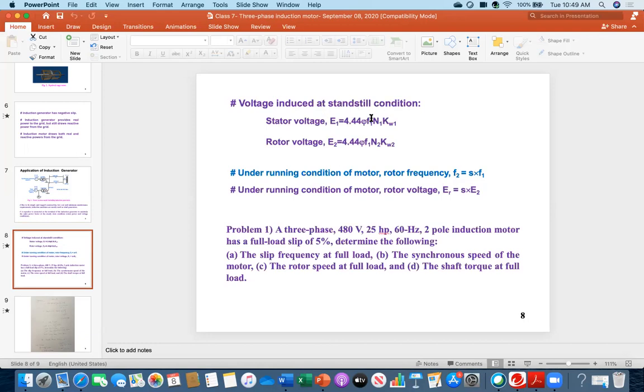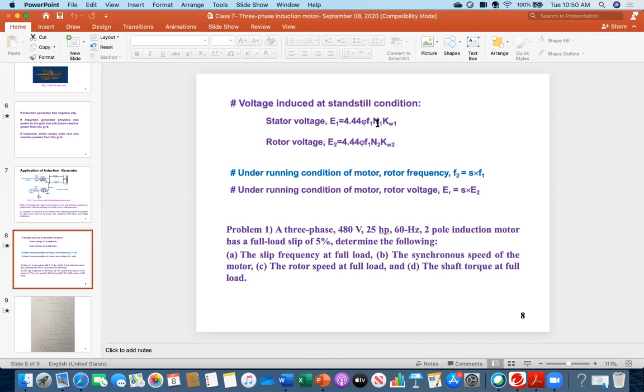Under that condition, I have written down the stator voltage and rotor voltage equations, E1 and E2. Can you see, this equation is similar to the transformer induced voltage equation. Today at the beginning, I started by telling you that an induction motor is called a rotating transformer. A transformer has primary and secondary; here, the induction motor has stator and rotor. Stator refers to primary, rotor refers to secondary. That's why their equation is very similar to a transformer.